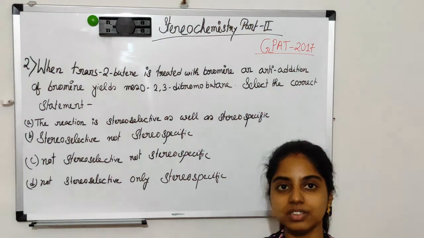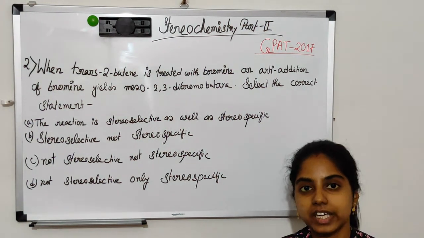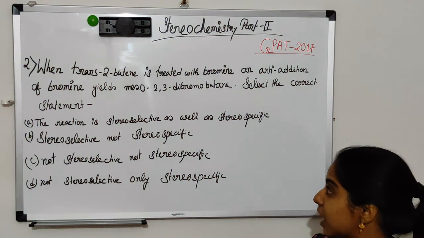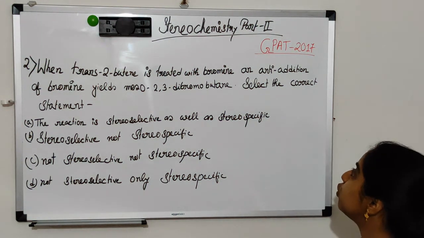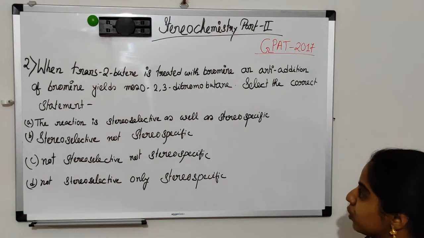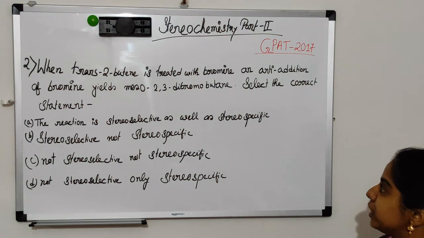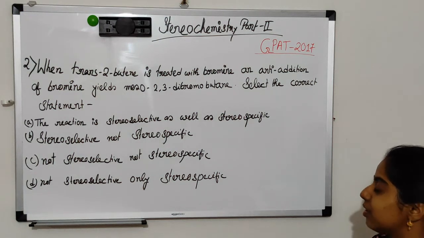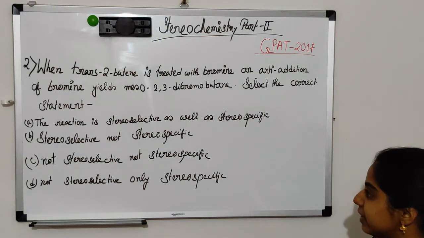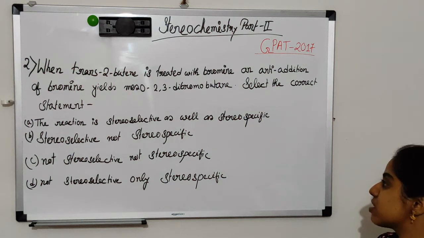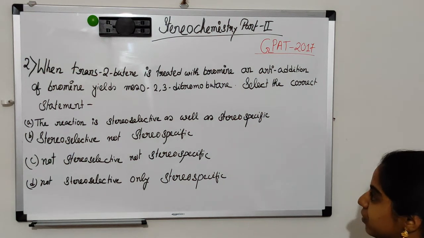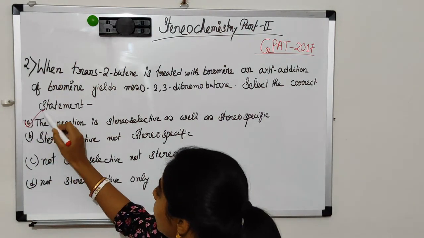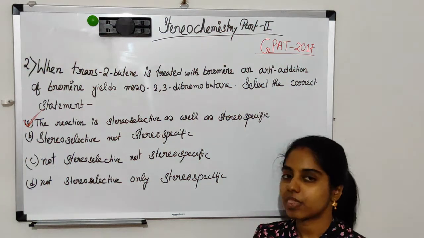Now coming to the second question, which came in GPAT 2017. When trans-2-butene is treated with bromine, an anti-addition of bromine yields meso-2,3-dibromobutane. Select the correct statement. Here the correct statement is the reaction is stereoselective as well as stereospecific. The reaction is both stereoselective and stereospecific. So A is the right answer here.